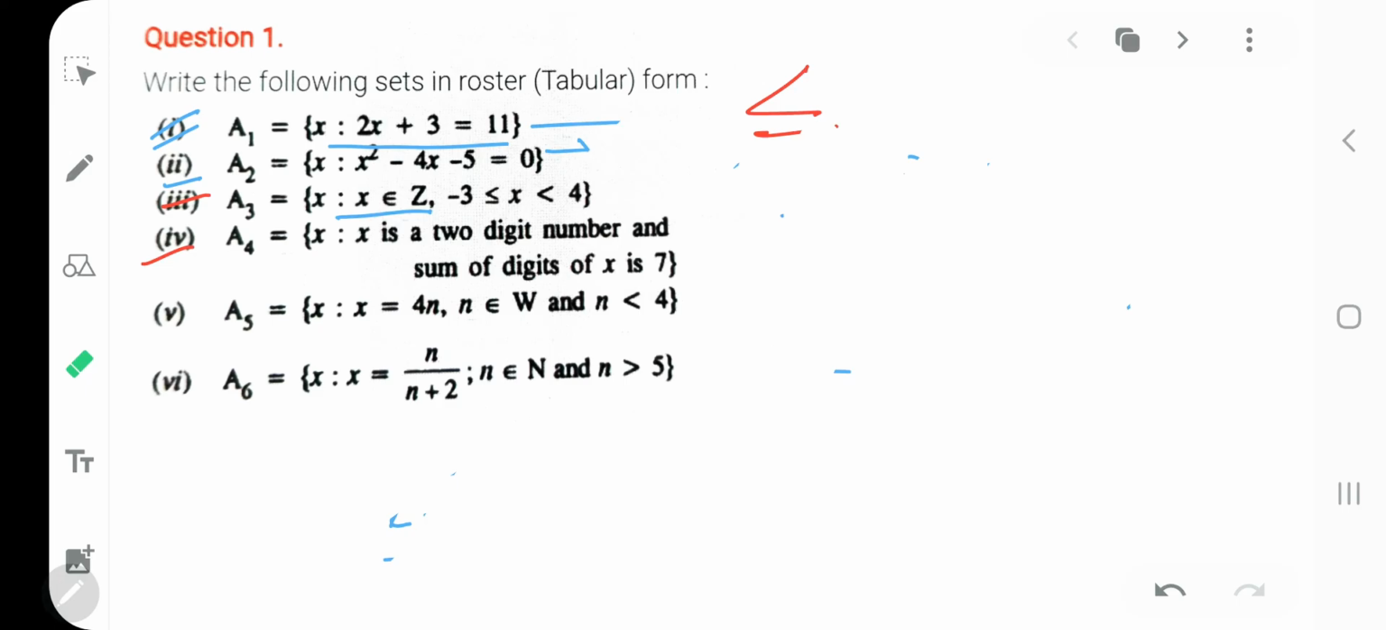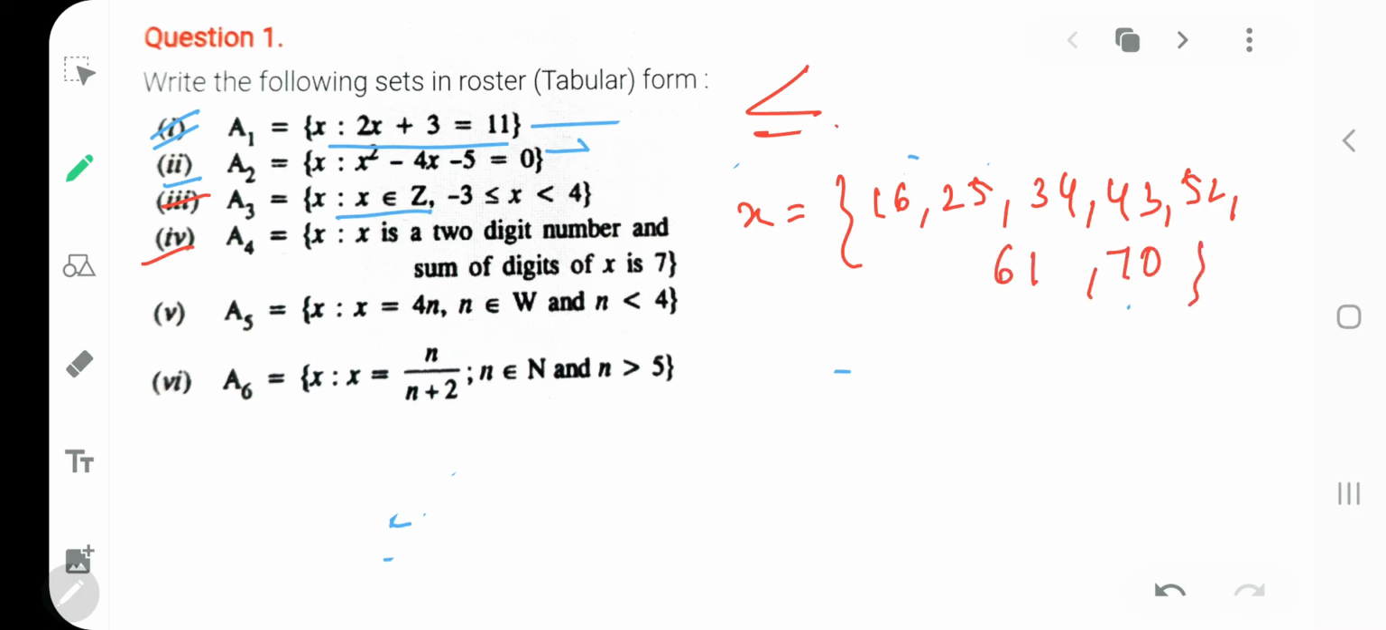Now what you will do, my dear kids, x is a 2-digit number whose addition is 7. So if I want to make a list, it will go something like this. 1 6 will make 7, 2 5 will make 7, 3 4 will make 7, 4 3 will make 7, 5 2 will make 7, 6 1 will make 7 and 7 0 will make 7. So you will notice that all the 2-digit numbers which I have taken, their addition will be 7. Yes, that's the requirement of your problem.